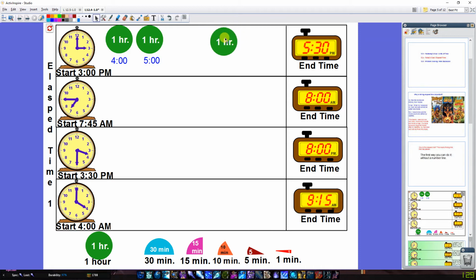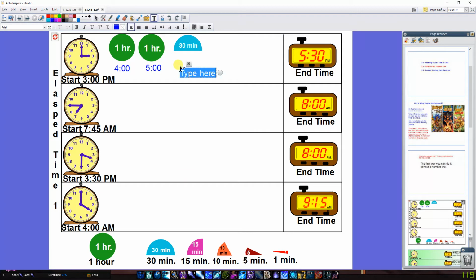Well, no. Why not? Because 5 plus 1 hour would be 6 o'clock, and that would be way over. We have to end at 5:30. So adding an hour would put us at 6 o'clock. It's too much, so let's get rid of that. So let's try putting in a 30-minute clock. So now, 5 o'clock plus 30 minutes is 5:30, and bingo.